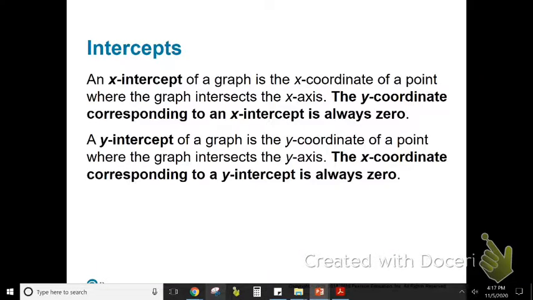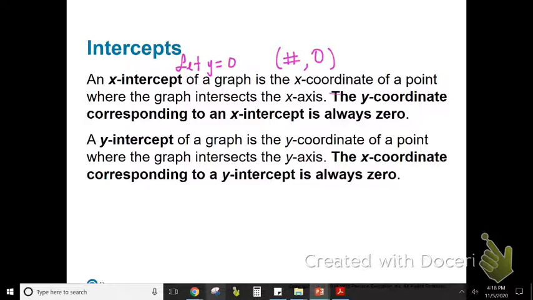All right, intercepts. An x-intercept of a graph is the x-coordinate of a point where the graph intersects the x-axis. The y-coordinate corresponding to the x-intercept is always 0. So when you're trying to find an x-intercept, you're going to let y equal 0. And when you write your ordered pair, it's the x-intercept, so x is going to get the number, and we let y equal 0.